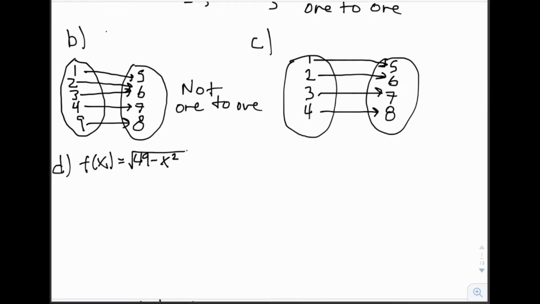Okay, let's look at C here. Notice how every element is only mapped to one element in the x and the y. So 1 mapped to 5, 2 mapped to 6, 3 mapped to 7, and 4 mapped to 8. In this case, since each x value corresponds to one y value and vice versa, this one is going to be one-to-one.